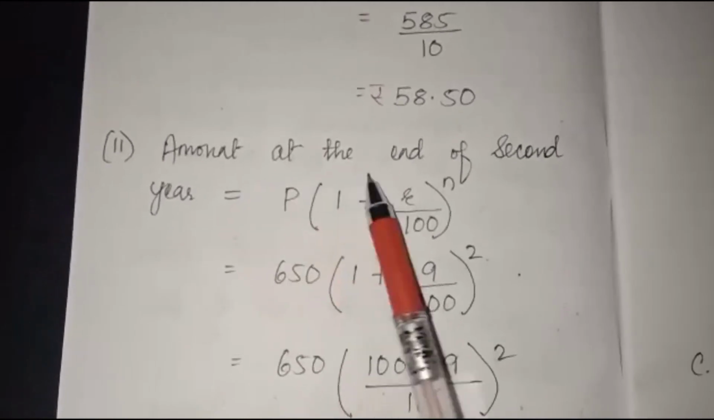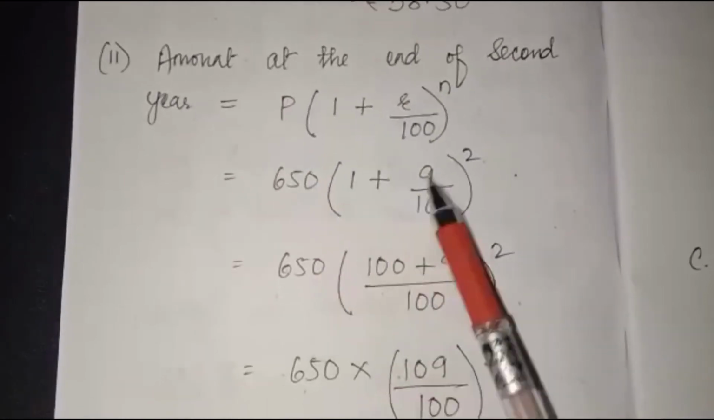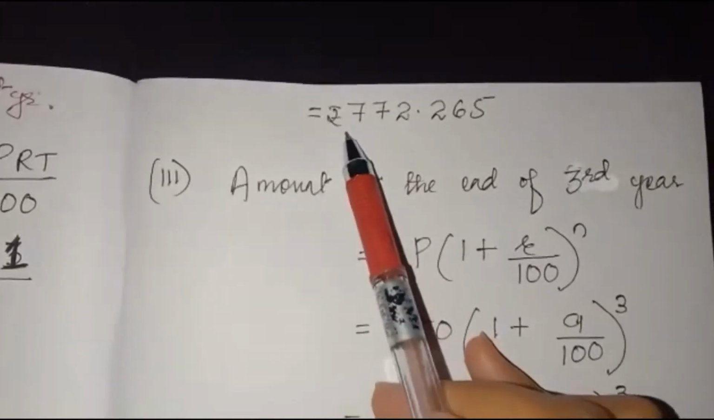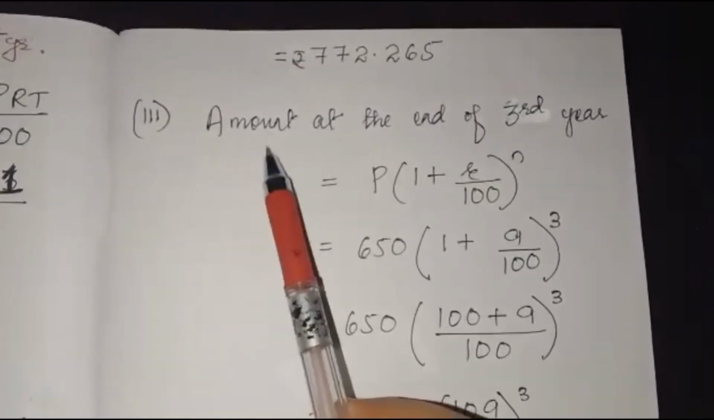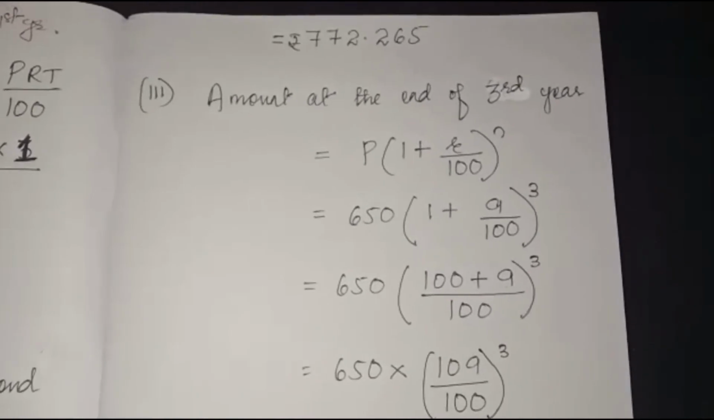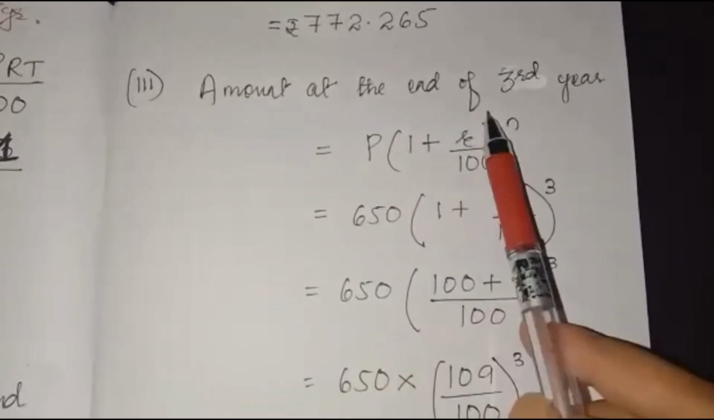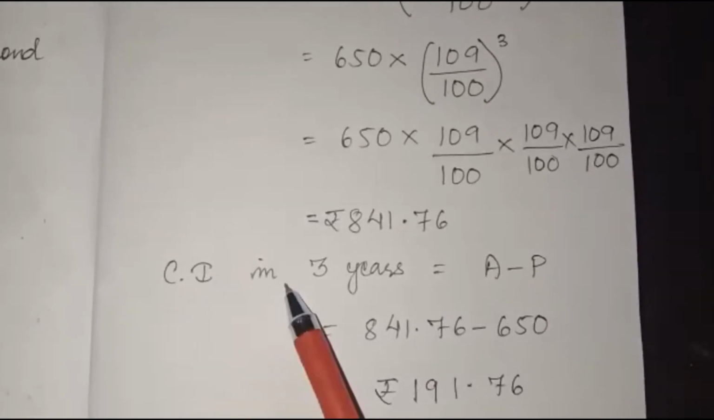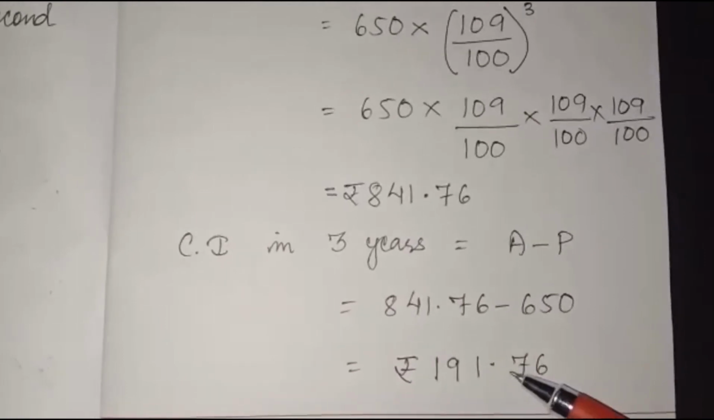Now you have to find amount at the end of second year. So P(1 + R/100)^n. Use the formula, simplify this, then calculation part you can do. You'll get 772.265. Last, question number 3: you have to find the compound interest for 3 years. To find compound interest, we need amount. So we will first find the amount at the end of third year. Then to find compound interest, the formula is amount minus principal. You'll get 191.76.